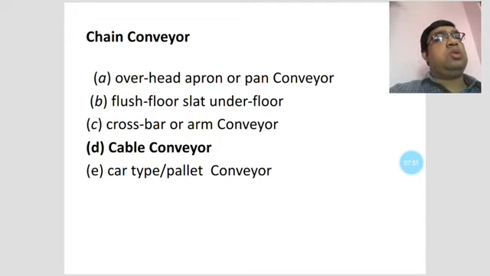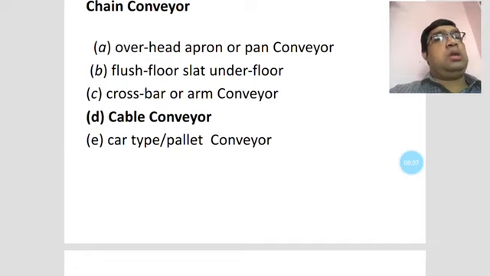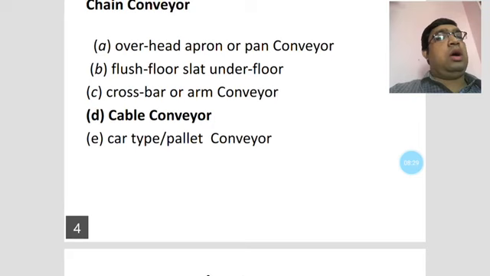Then you have to use the chain conveyor design. According to this, the overhead apron will be required. You have to give some support, and flush floors and slots under the floor will also be required. The crossbar or arm conveyor also will be essential for the chain conveyor, and the crossbar arm conveyor is used when you have to transfer different types of bucket materials in the upward direction, like the merry-go-round in different types of fairs.